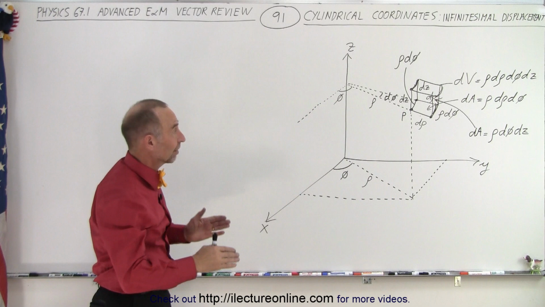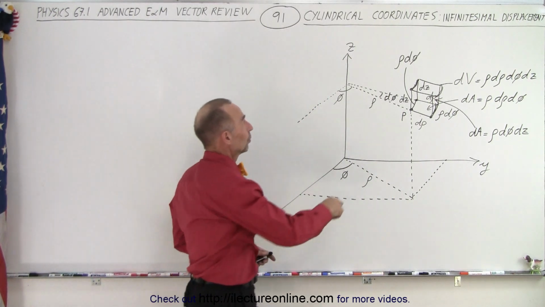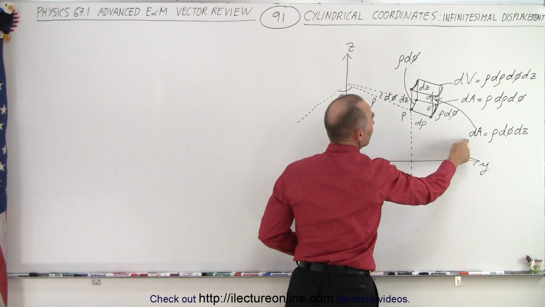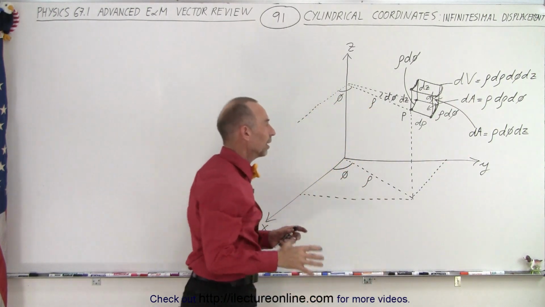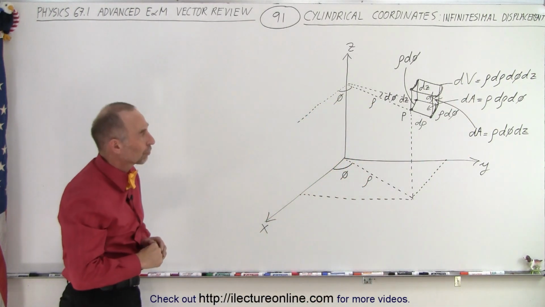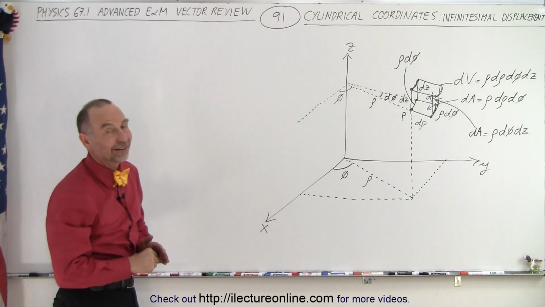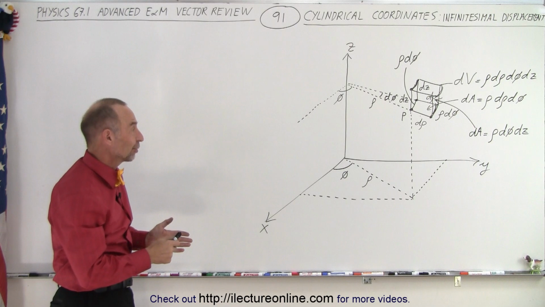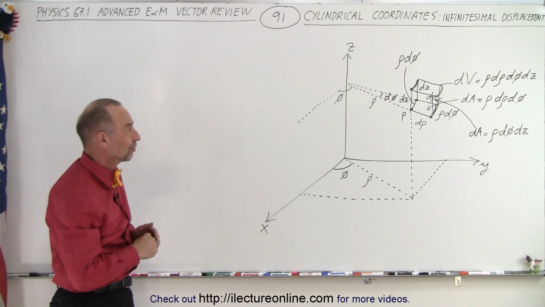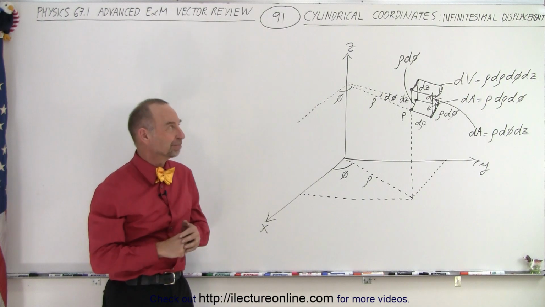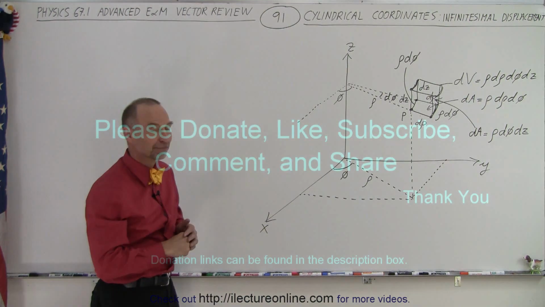And that is how we get the length element rho d phi, the 2 area elements dA, and the small volume element, all in cylindrical coordinates. So it's easier to see in cylindrical coordinates. It's a little bit easier to work with in cylindrical coordinates compared to the spherical coordinates, and that is how it's done. Okay.